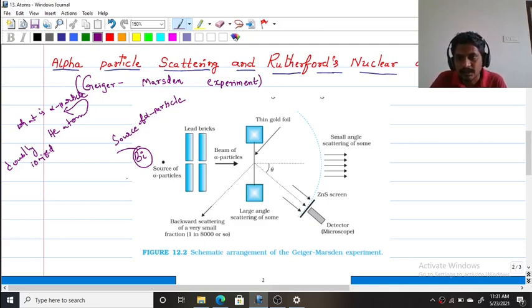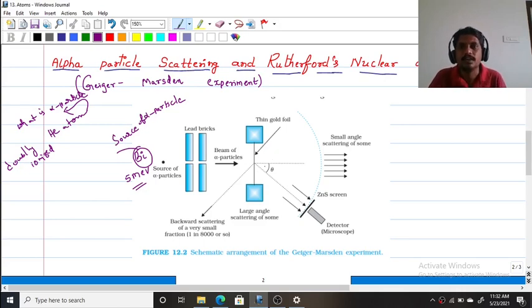Here, alpha particles of energy almost 5 mega electron volts are moving towards the gold foil. This is the alpha particle scattering experiment, where alpha particles are scattered by a gold foil.